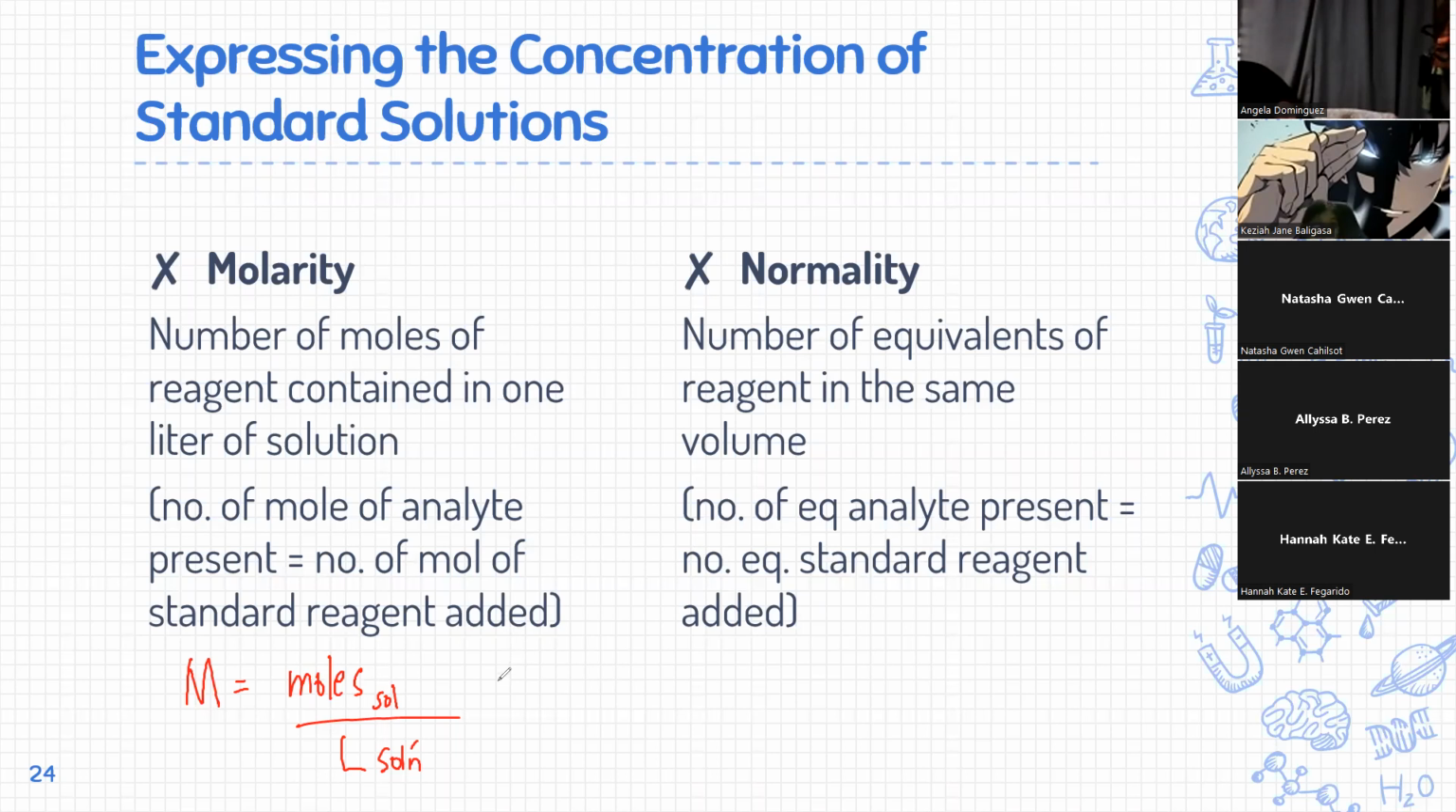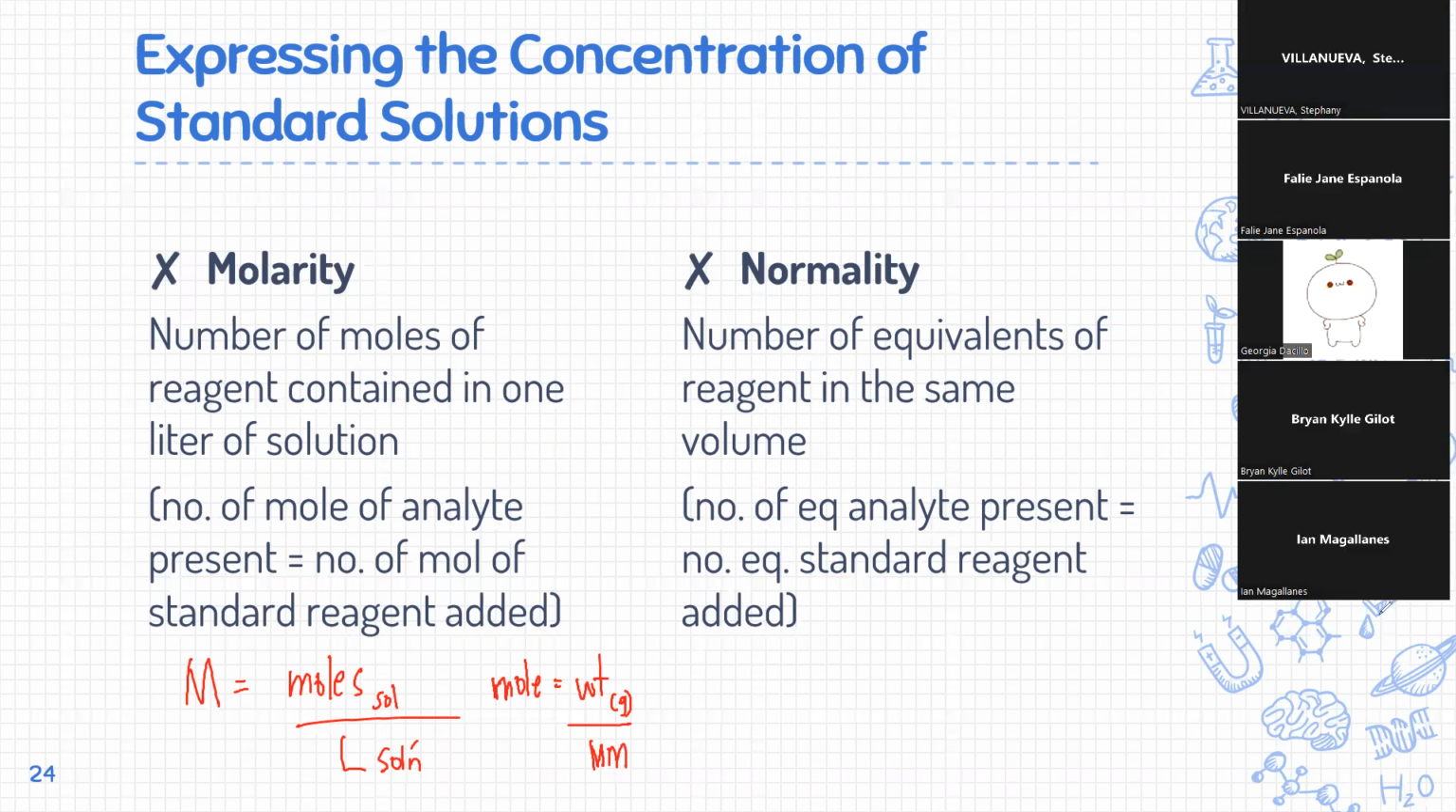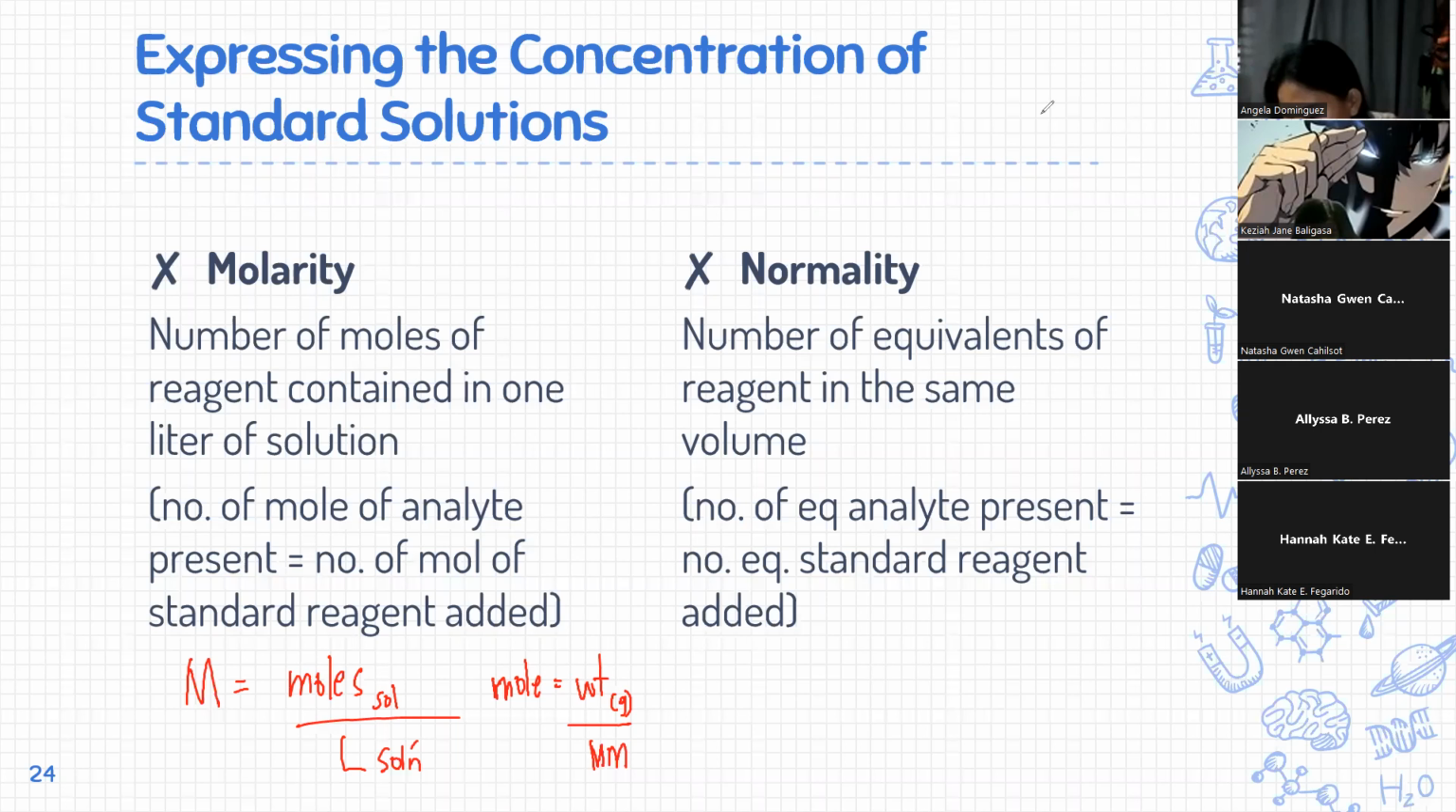So let me also write the formula for the conversion. Wait a moment. Moles is equal to the weight of the substance, which should be in grams, divided by its molar mass. Okay, divided by its molar mass. And do not forget, if I don't give instructions about the molar mass, kindly just round off the atomic weights to the nearest whole number. I want us to be uniform. Okay? And then we have normality.